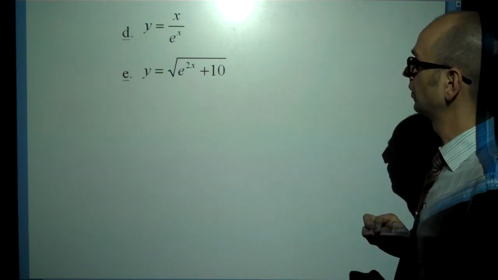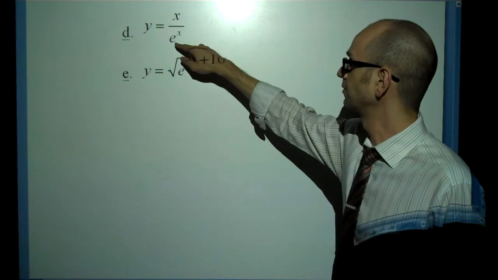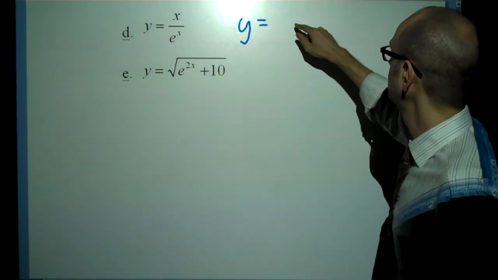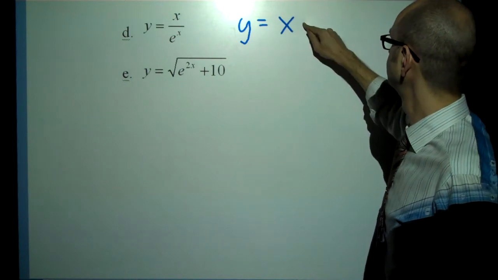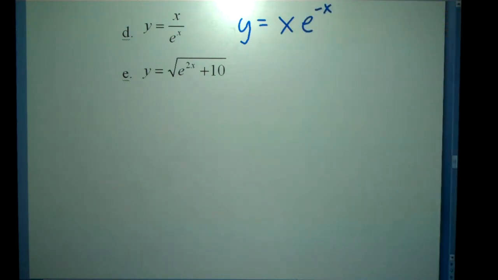So if we're going to go with quotient rule, we've got our u, we've got our v here. You could also rewrite this though as x times e to the negative x. And if I'm not mistaken, I bet you guys like product rule a little bit better than quotient rule. So let's do it that way. Let's do x times e to the negative x as our original function.